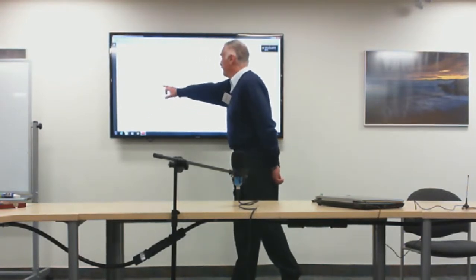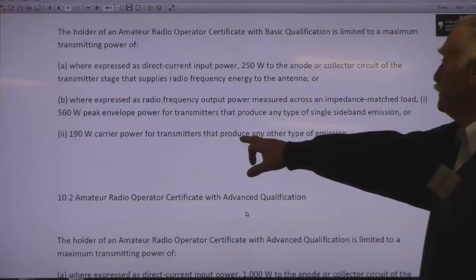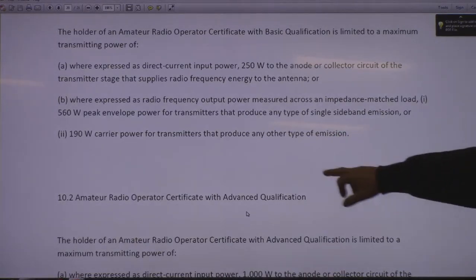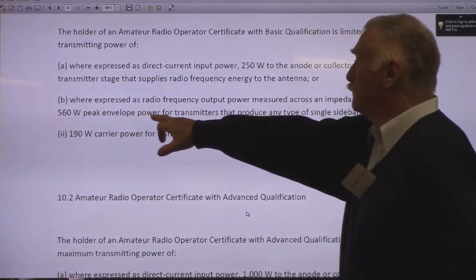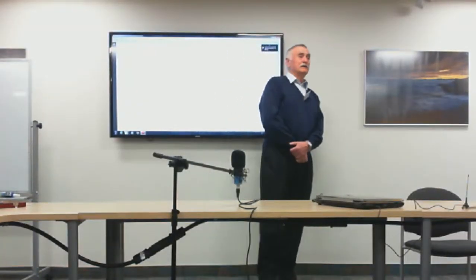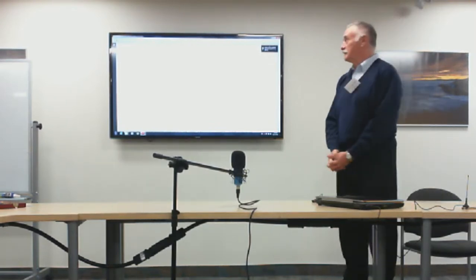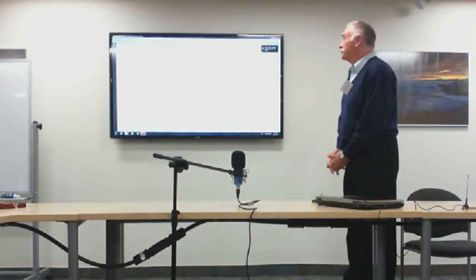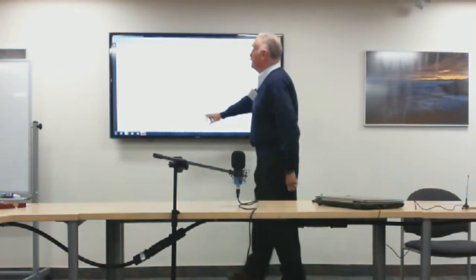190 watts carrier power for transmitters that produce any other type of emission. And here, 560 watts peak envelope power. Now what is this? We hardly earn a basic license. We think we are licensed for a 100 watt transmitter, and Industry Canada tells us that we can use 560 watts peak envelope power. Well, this is bewildering.